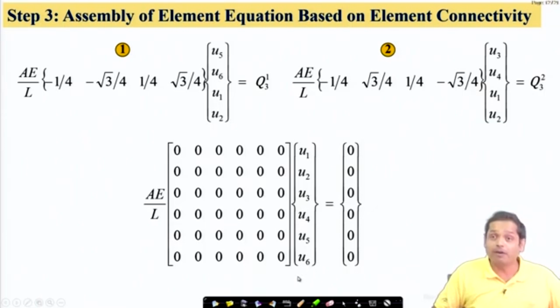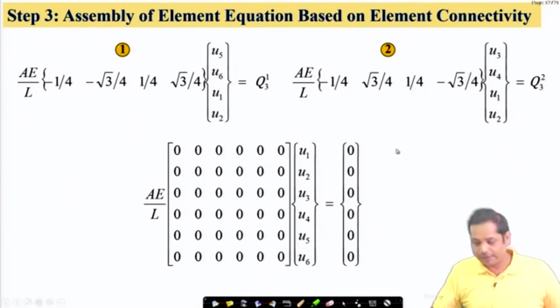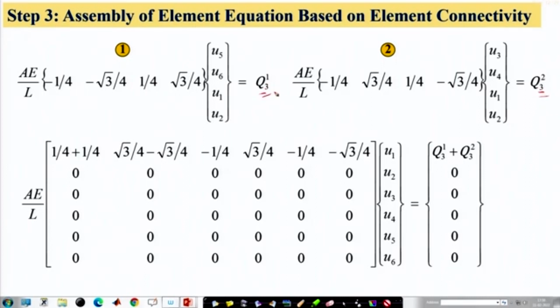We have already satisfied the compatibility equation. Now it is time to satisfy the equilibrium equation and get the final global equation. Now, in this equation, you see, the first row in these two equations will give us the first row of our stiffness matrix. If we add this one and this one, U1 will be multiplied with 1 by 4, and here U1 will be multiplied with 1 by 4, right?